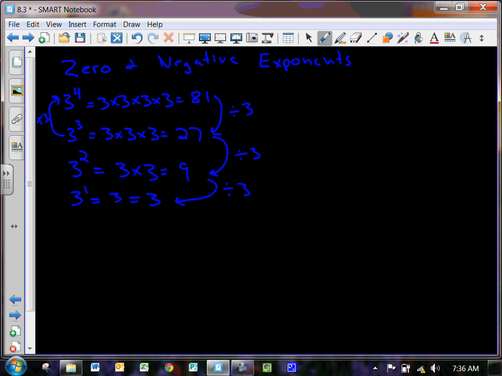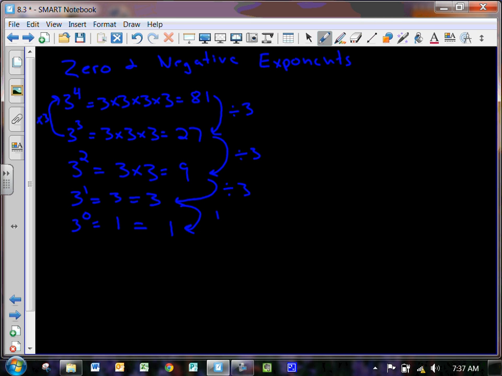So here's where the fun begins. Looking at our terms, we're dividing by 3 again, so 3 to the 0 is equal to, if we divide 3 by 3, we get 1. So 3 to the 0 power actually equals 1. And this is actually the case for anything to the 0 power. So 4 to the 0, 5 to the 0, 6 to the 0, they all equal 1.